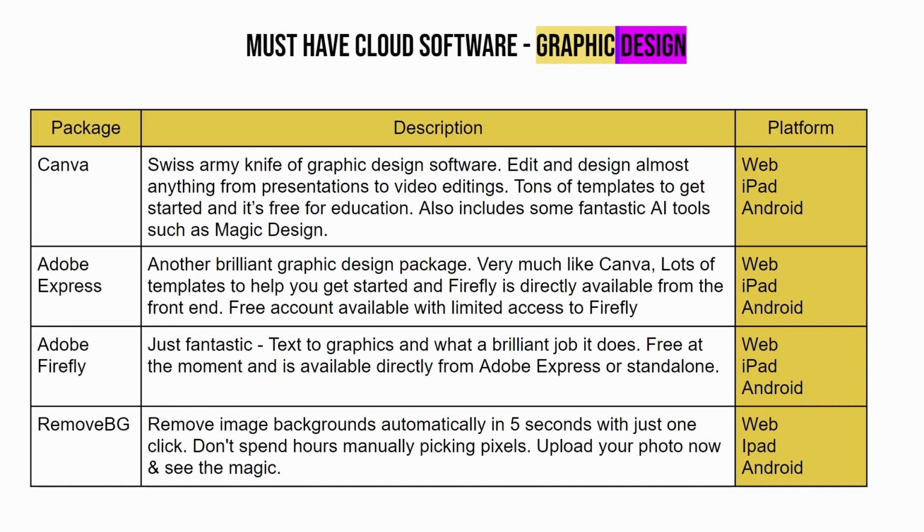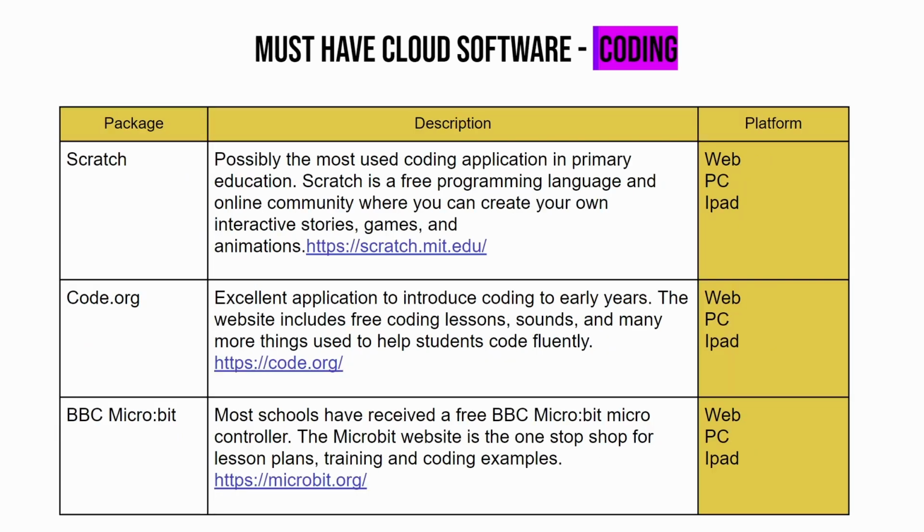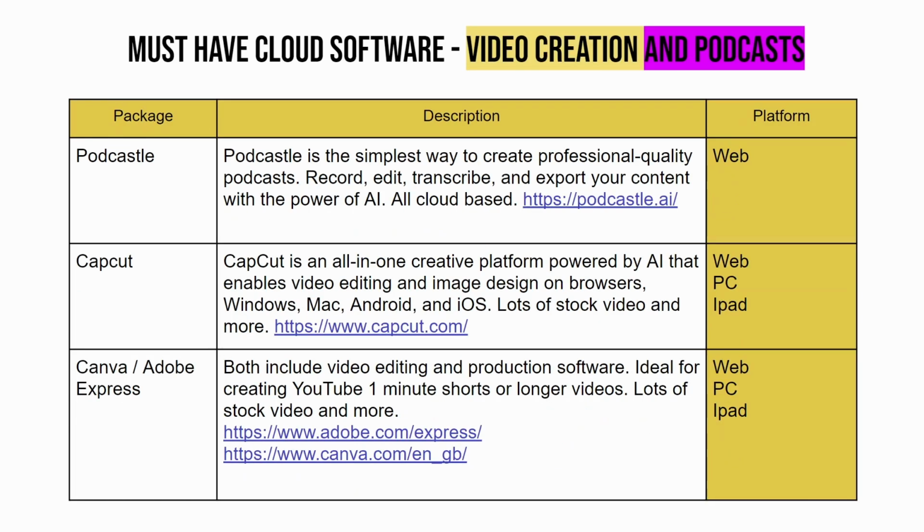And also Remove BG. You don't need to log in for that, but that's just one of these brilliant sites that will just remove the background from an image and make it transparent. Actually brilliant, superb. Coding: Scratch, Code.org, BBC Microbit, all cloud-based, so you can access these from a Chromebook or from an iPad. Easy peasy, no problems.